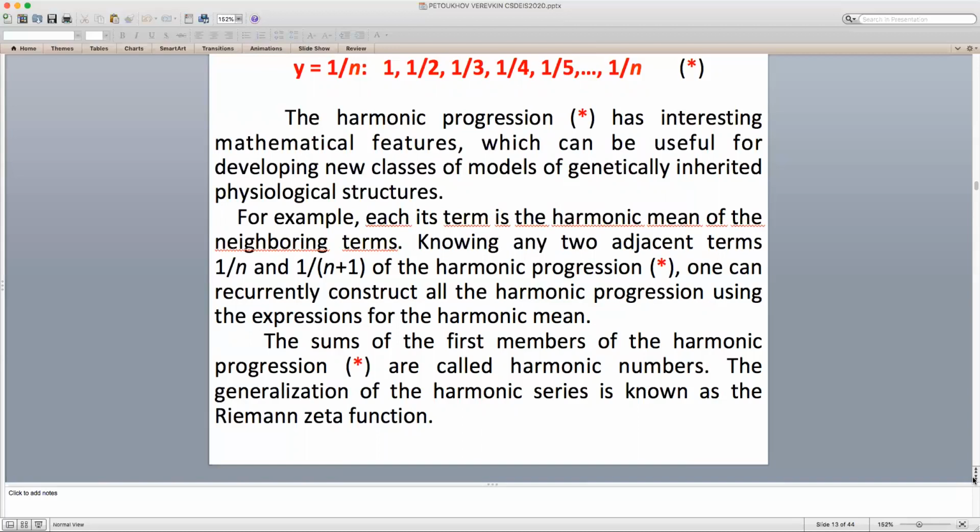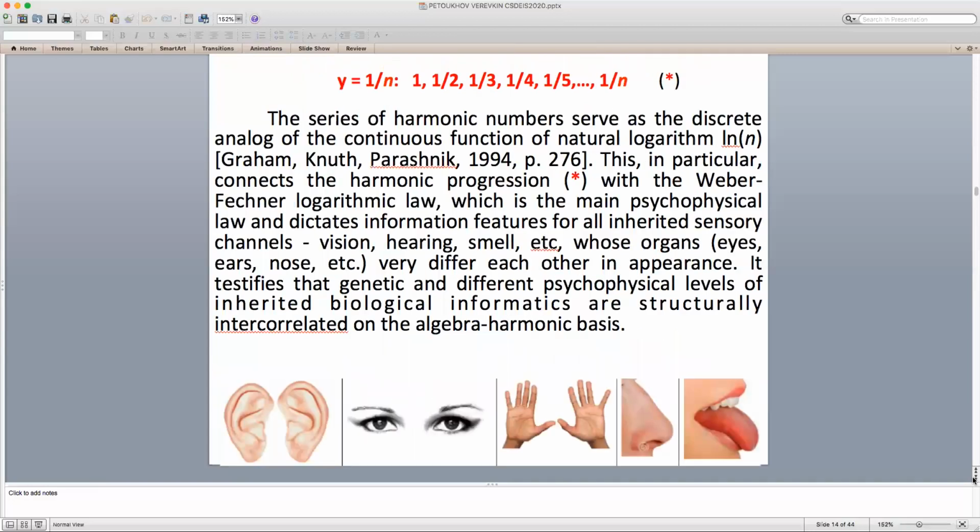Knowing any two adjacent terms of the harmonic progression, one can recurrently construct the whole harmonic progression using the expressions for the harmonic mean. The sums of the first members of the harmonic progression are called harmonic numbers. The generalization of the harmonic series is known as the Riemann zeta function. The series of harmonic numbers serve as the discrete analog of the continuous function of natural logarithm.